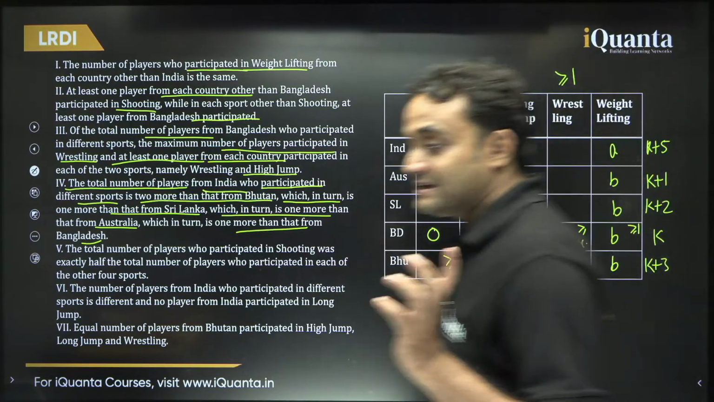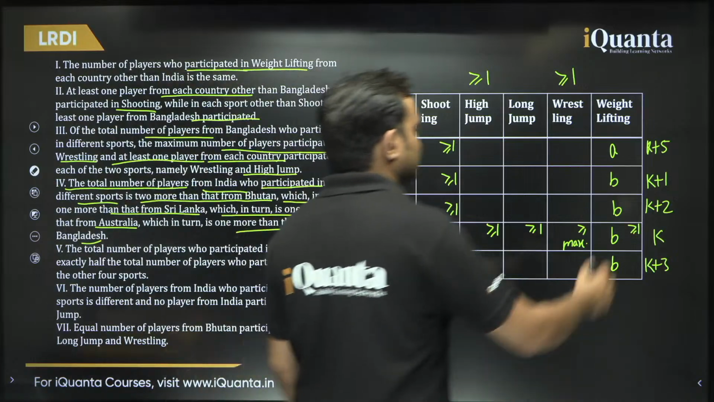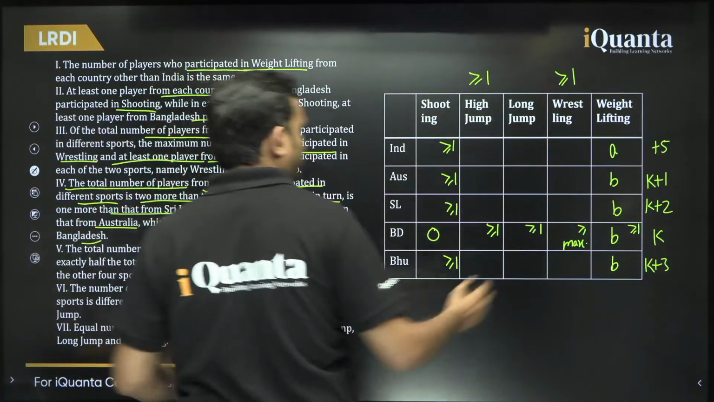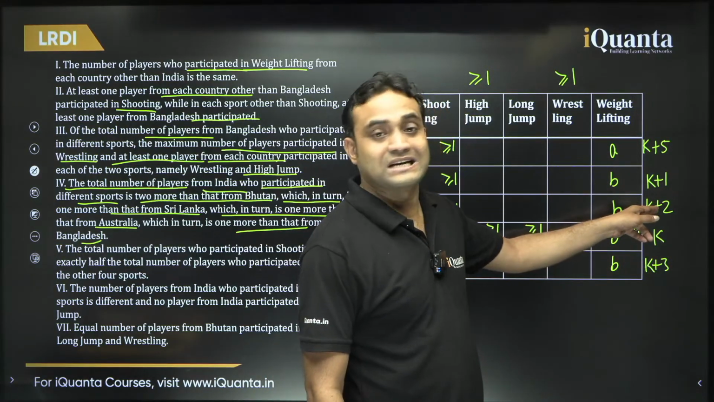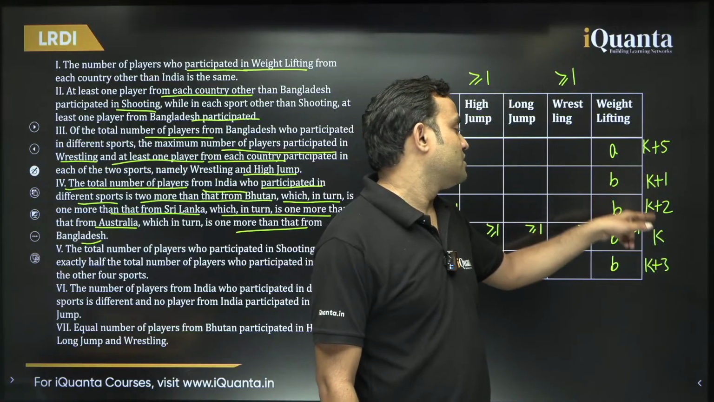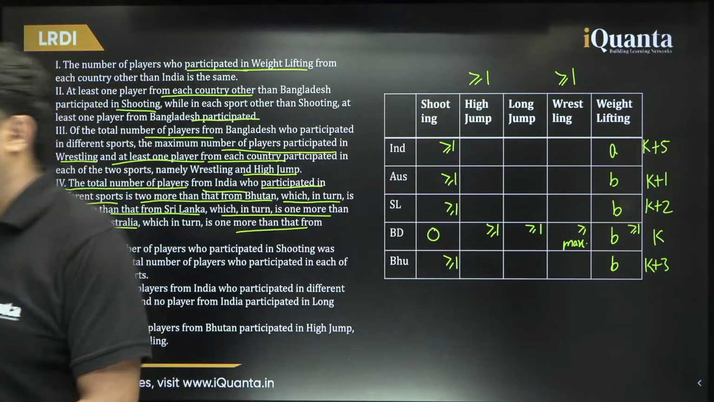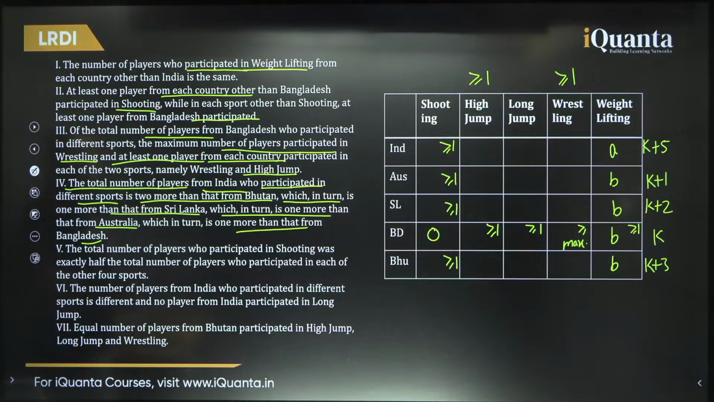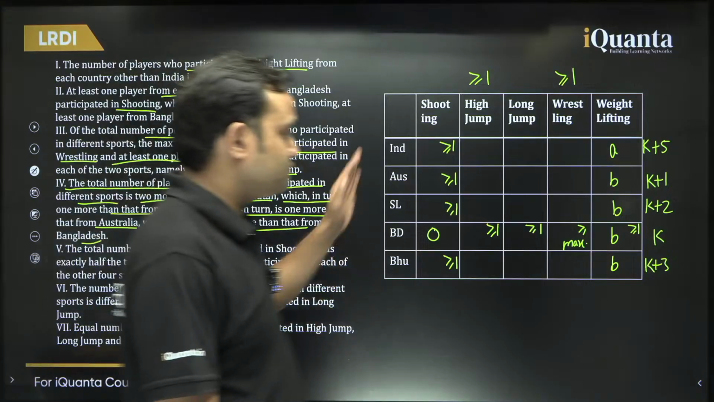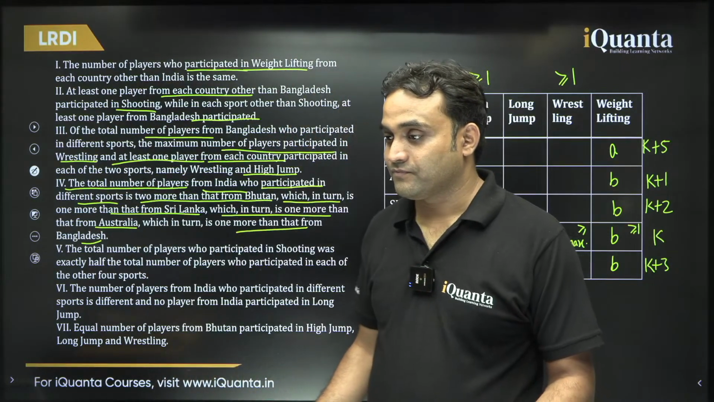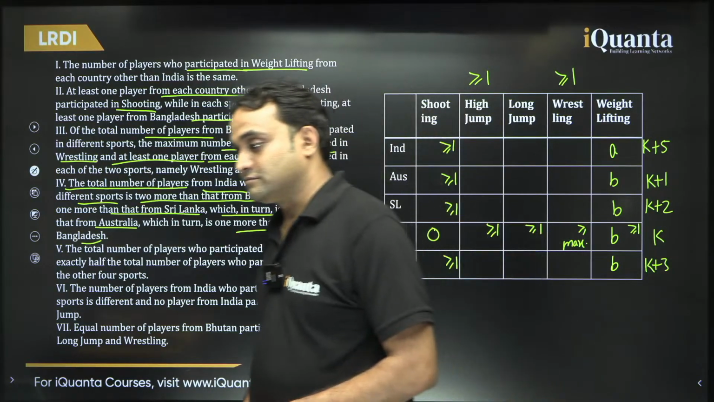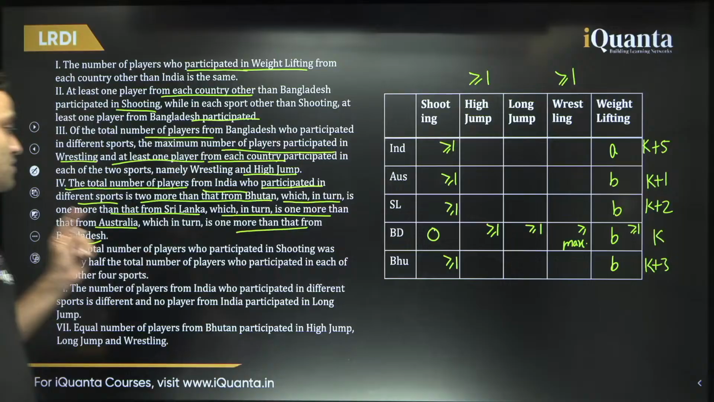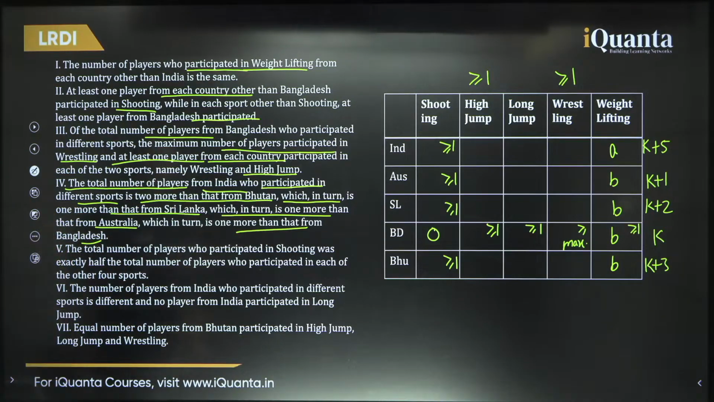Now, tell me, is that clear to everyone? Any doubt in understanding this? The number of players from India is 2 more than Bhutan, which in turn is 1 more than Sri Lanka, which in turn is 1 more than Australia, which in turn is 1 more than Bangladesh. These are the number of players from each country who participated in this Asian Games. Tell me, any doubts here? Is everything clear till here? Yes? No? Tell me. Okay, let's go. Yes? Okay, Dhruv.